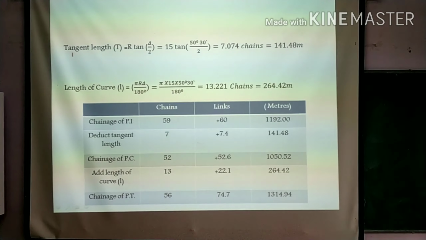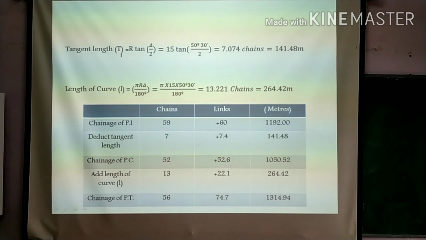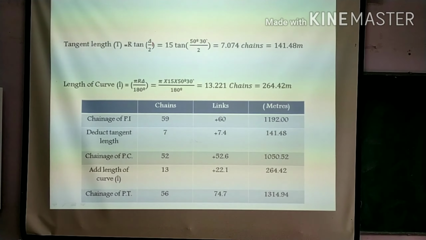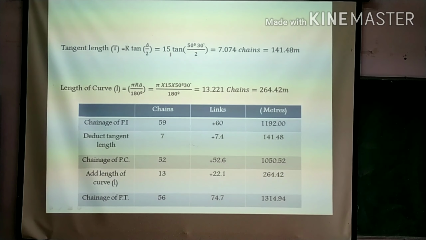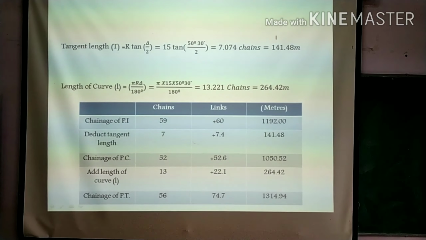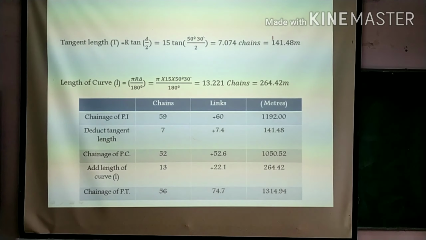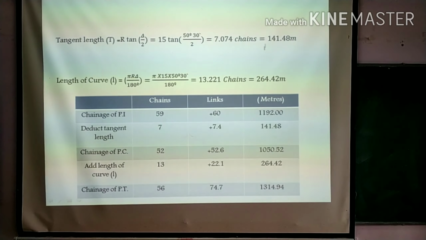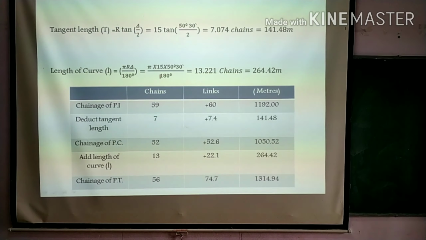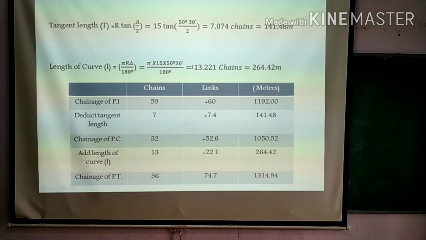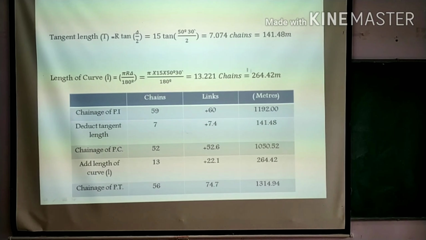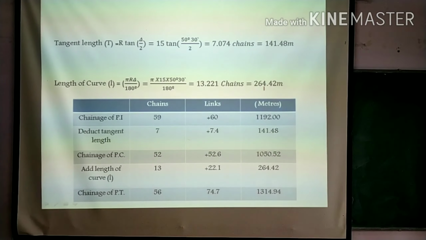Now let us calculate the basic quantities for the setting out. The first is the tangent length, which is given by R tan delta by 2, where delta represents the deflection angle. The tangent length will be equal to 7.074 chains. If we convert it into meters using the 20 meter chain, it would be 141.48 meters. Similarly, the length of curve is given by pi R delta by 180. If we substitute, we get the length of the curve as 13.221 chains. In meters, it would be 264.42 meters.